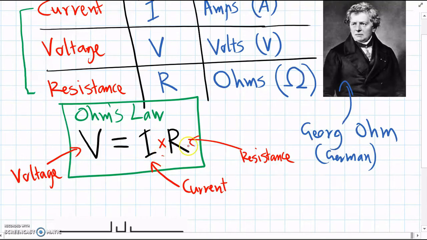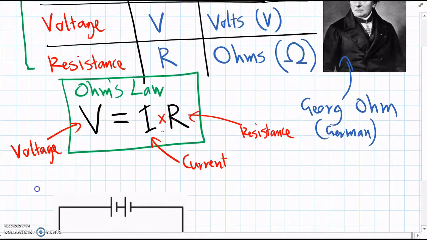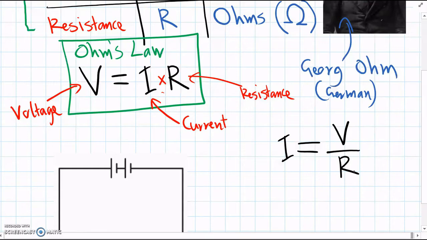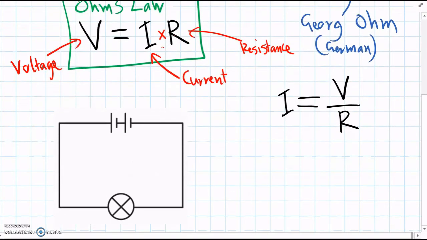If we know the current and the resistance of a circuit, we can calculate the voltage. But on top of that, because of the way that algebra works, mathematicians figured out that you can rearrange that equation. So if we don't know the current, but we want to find it out, we need to know what the voltage is divided by the resistance. But we can also rearrange it a different way again.